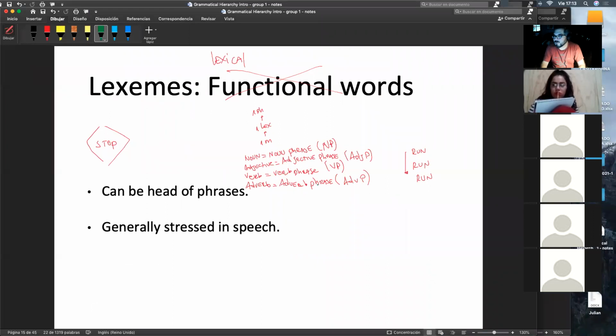Y en términos de fonética, los lexical words tienden a estar stressed. I don't know how to say that thing in Spanish. Acentuados, might be? Tildeados, no sé. When you talk, you don't put the same force, air force, in every single one of the items you're talking, right? Therefore, you put some intention. This thing is called intonation. And this intonation, this force, tends to go on lexical words. That's it. Middle and fonética.